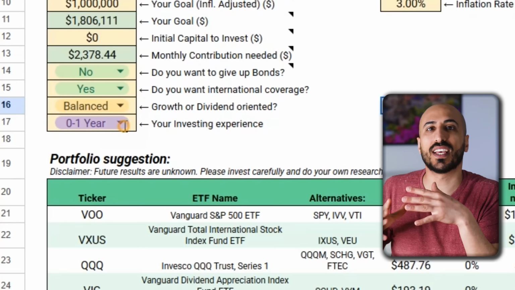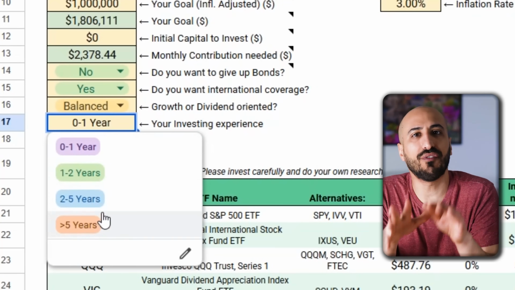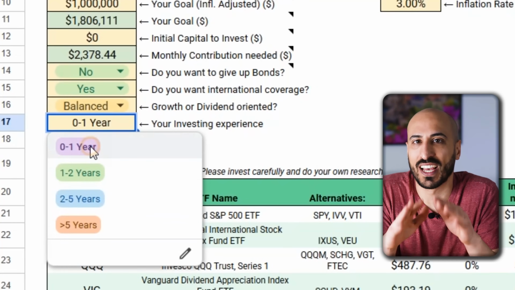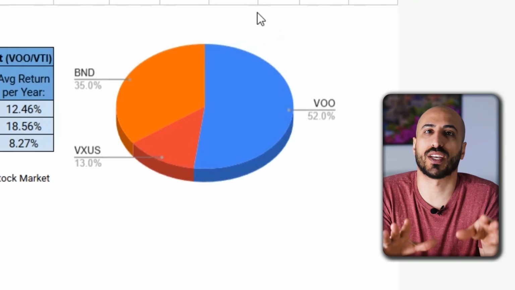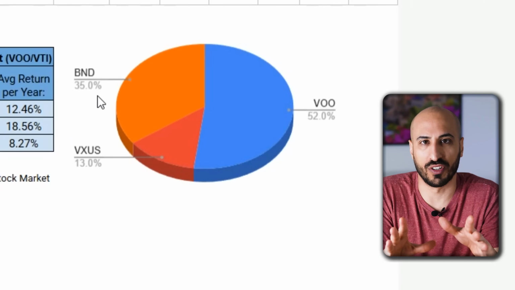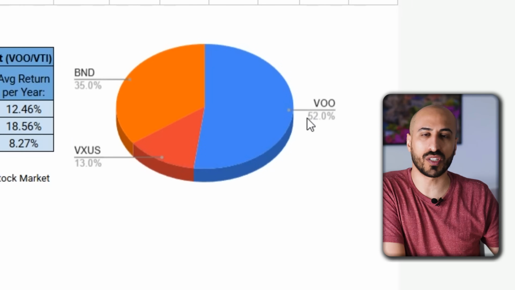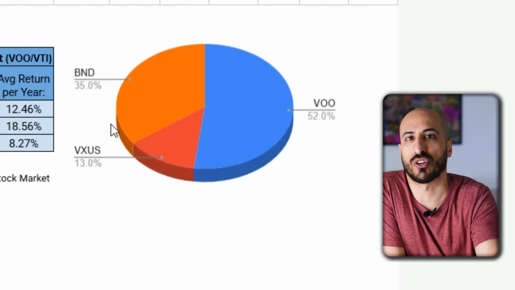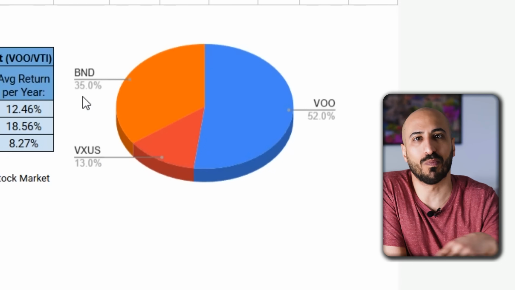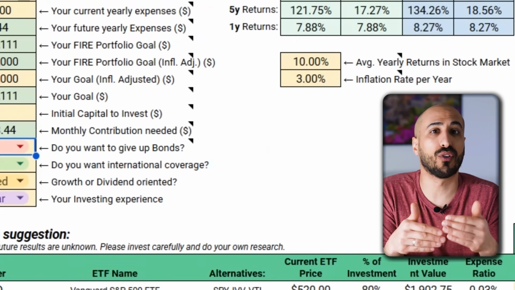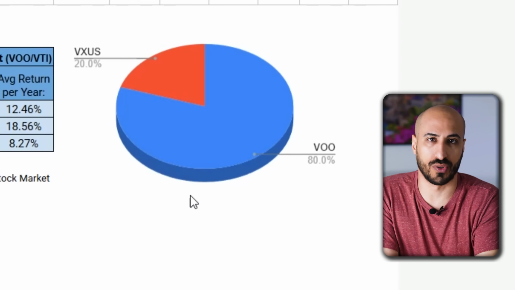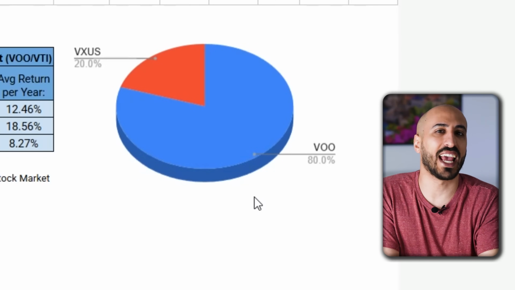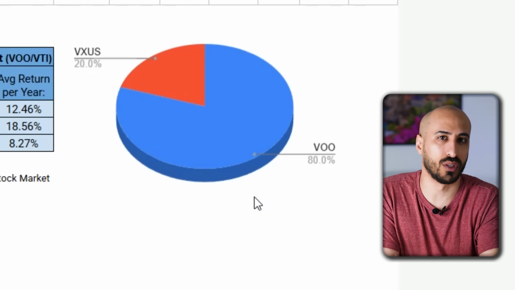The last choice is your investing experience. And here, if you have less than 1 year of experience, regardless of your age, I always suggest having a really simple portfolio. You're going to have VO for core position, VXUS for international diversification, and if you want, BND for bonds. Obviously, assuming that you want bonds and international diversification. If you remove one of them, the portfolio automatically adapts to your choices. And as you can see now, it gives me 80% VO and 20% VXUS.